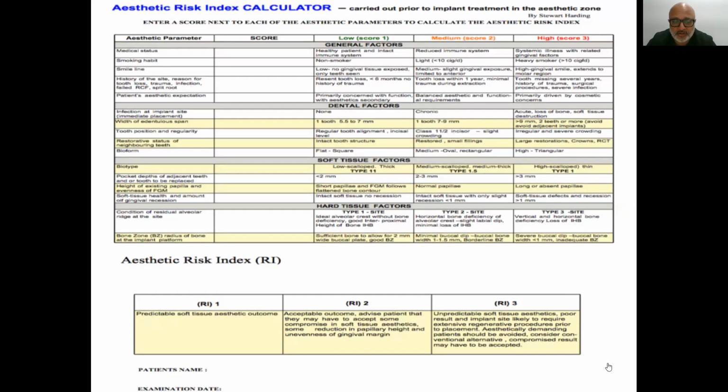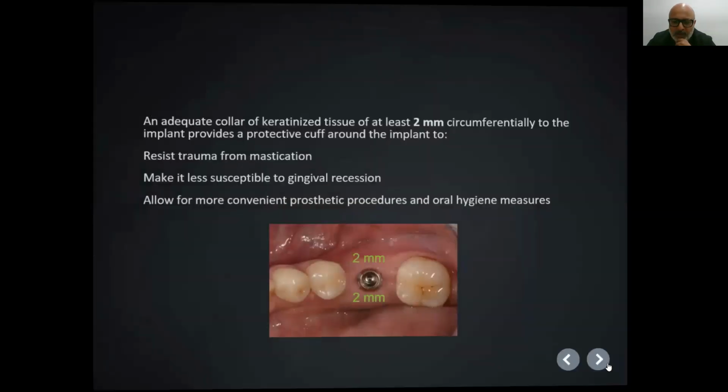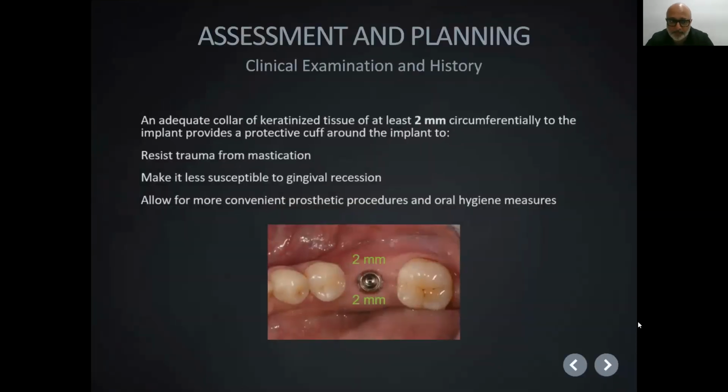It puts a category into 1, 2, or 3, and it almost tells you what to tell the patient. These forms are designed so you can actually put them in the notes. It was designed by Stuart Harding. It's a great tool to use if you're at that stage, not a beginner stage, but it's a great thing to plan with while you're learning how to plan. We also need a collar of keratinized tissue, at least 2 millimeters circumferentially around the implant, which provides a protective cuff around the implant.